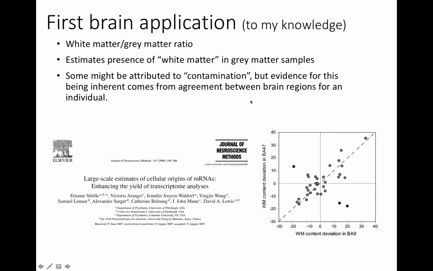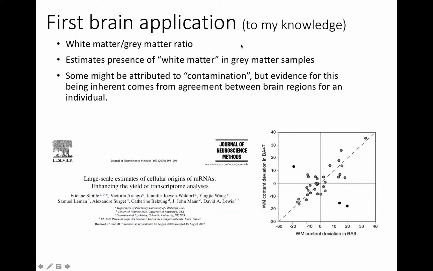And so moving to brain applications, and again, trying to trace this back and give you an idea of how well established these approaches are, there is a paper from my friend and collaborator Etienne Sibille and others. I don't know if there's anything earlier than this, so I'll tentatively give them credit for this concept of trying to compute a white matter, gray matter ratio from bulk tissue samples.